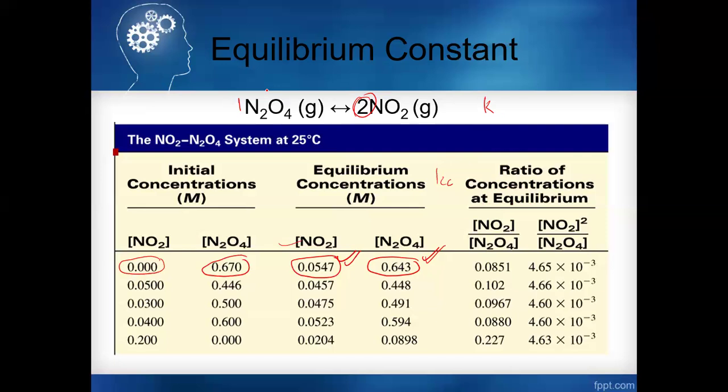So that means definitely you will be saying 0.0547, right? That's a product, right? Divided by 0.643. And then you will get your 0.0851. Understand?